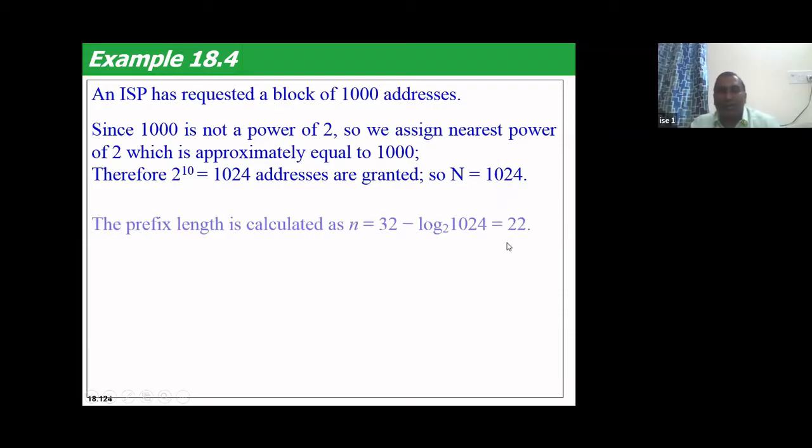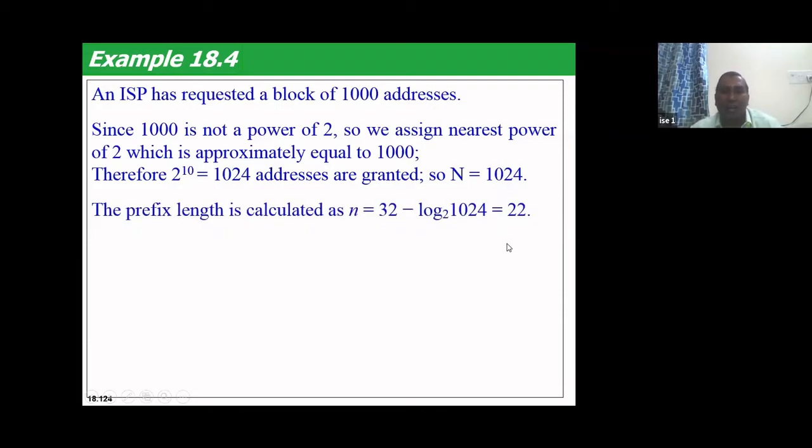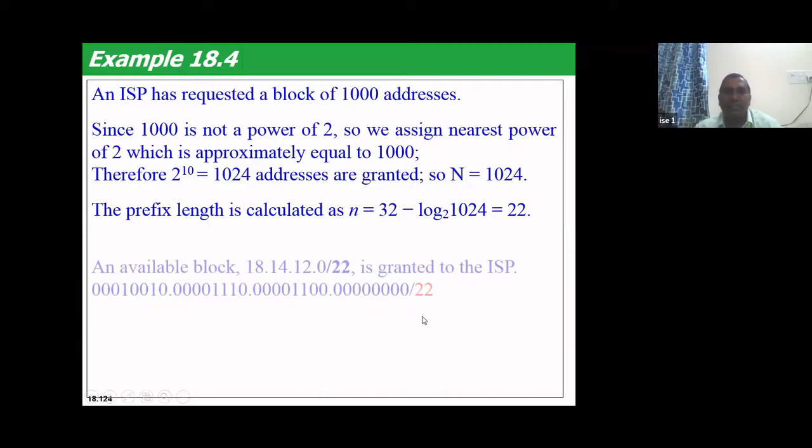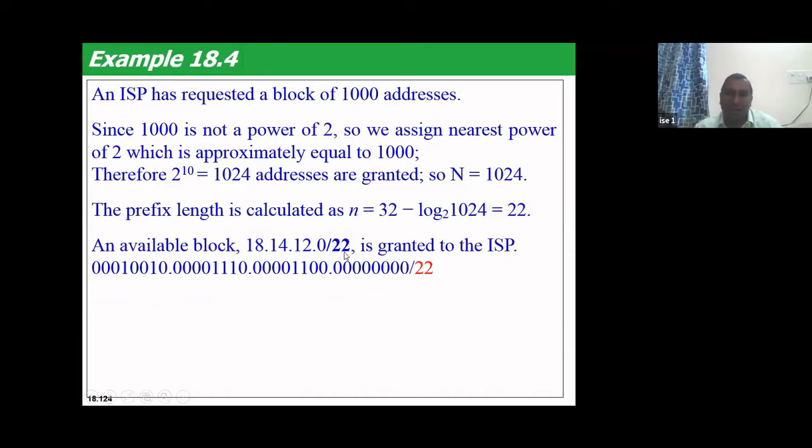Now, I want to calculate the prefix length. I have the formula: n is equal to 32 minus log to the base 2 of capital N. Capital N is 1024, so this is log to the base 2 of 2 to the power 10, and this value calculates to 10. 32 minus 10, I have 22 as the prefix length. You got the idea? 22 is the prefix length. So that is what I got.